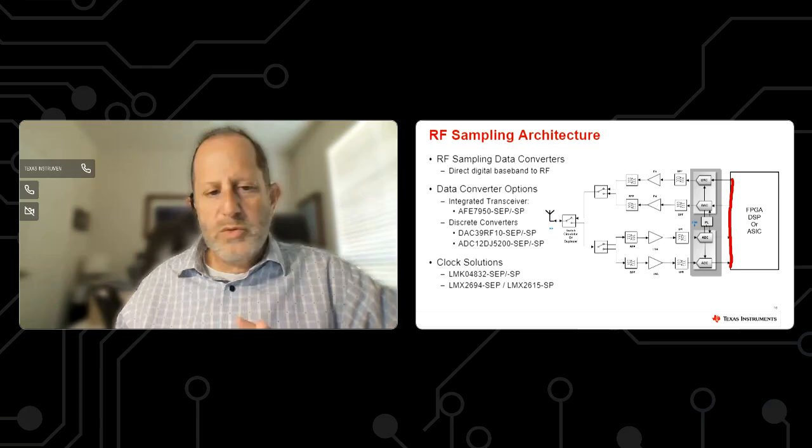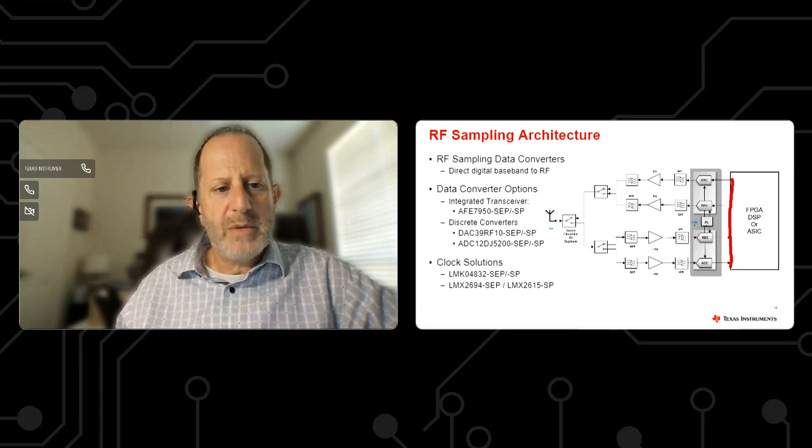And there are two different flavors that TI offers. One of them is the integrated transceiver. The integrated transceiver part that we have released right now is the AFE7950. This one will come in space grade solutions. This is an integrated solution that's 4 transmitters, 6 receivers, all integrated into one package. This one will support up to X-band frequencies.